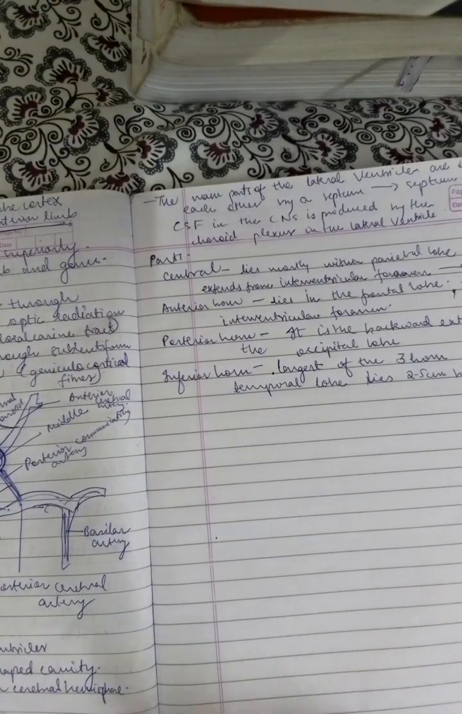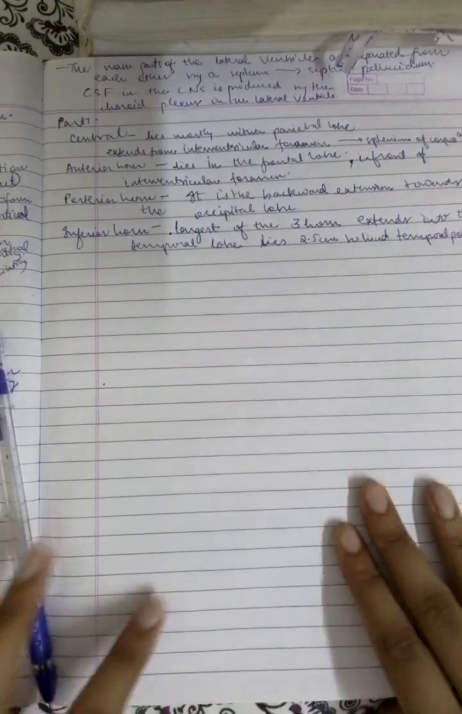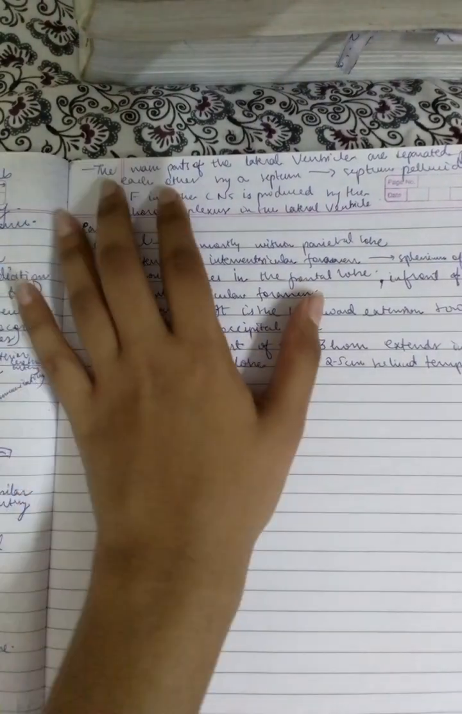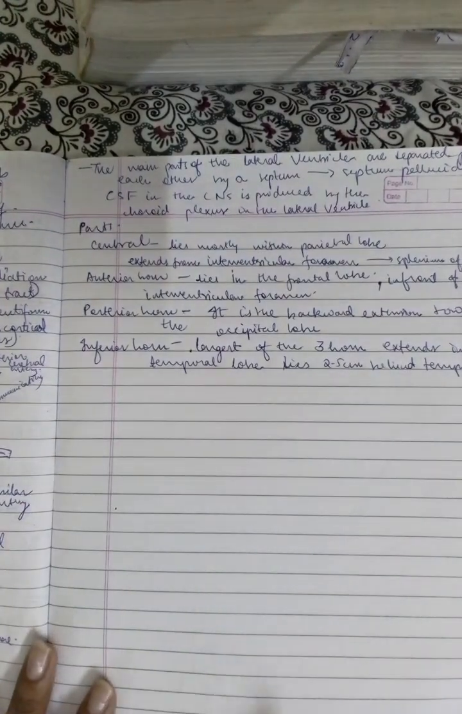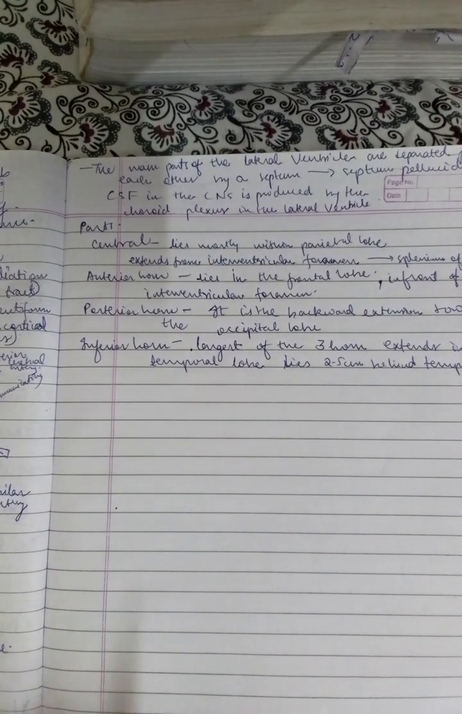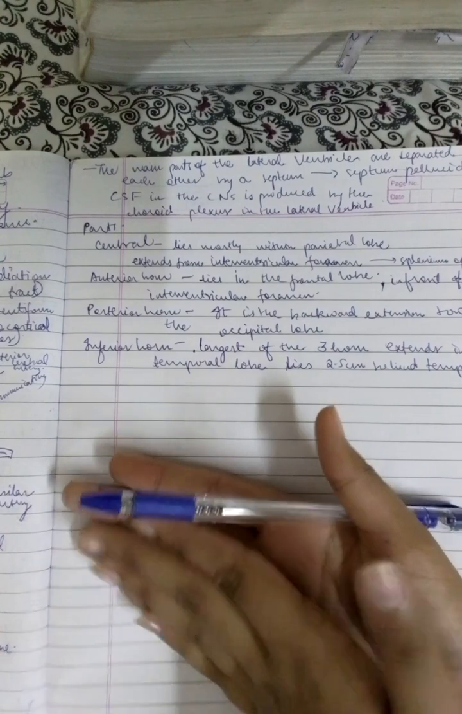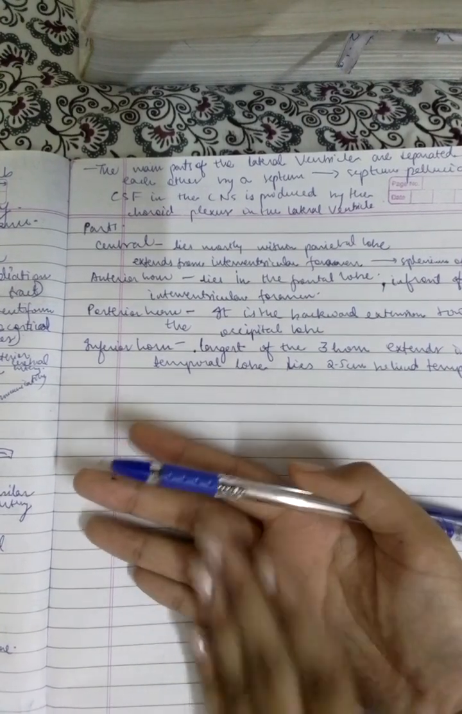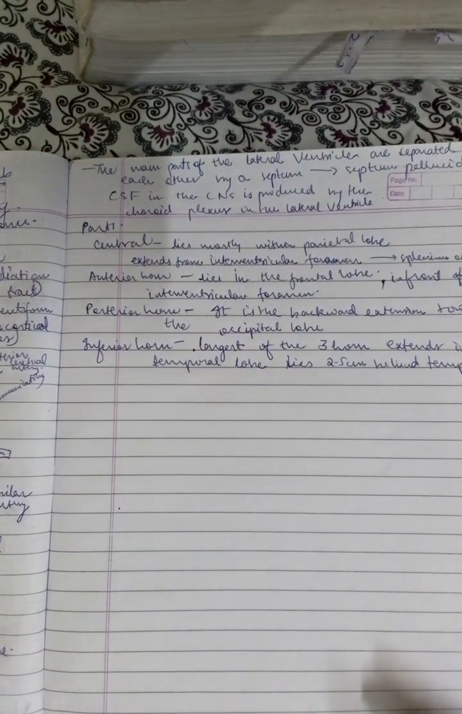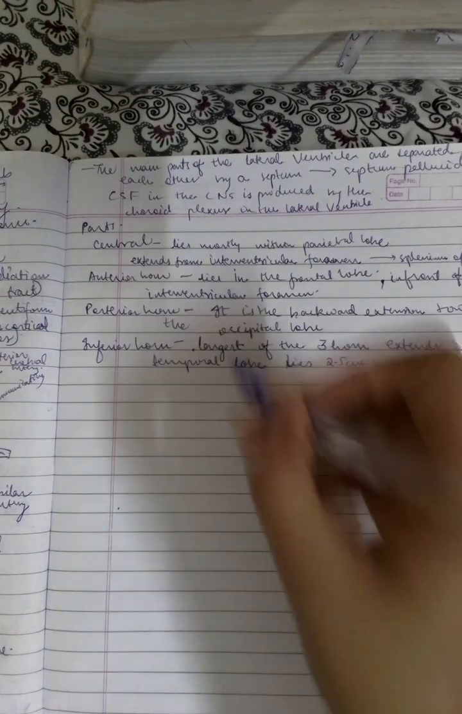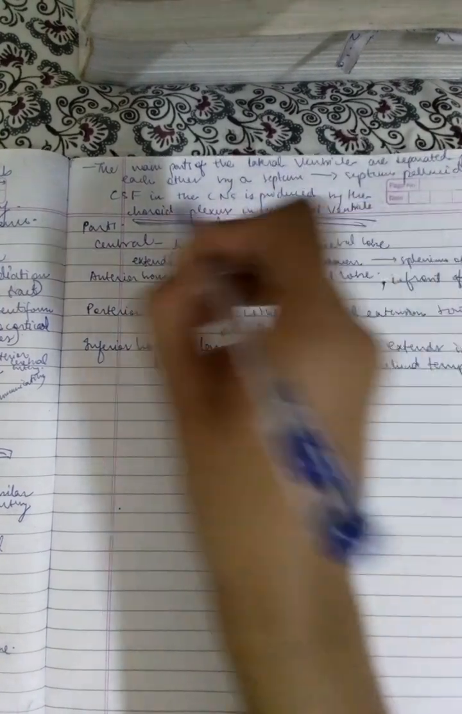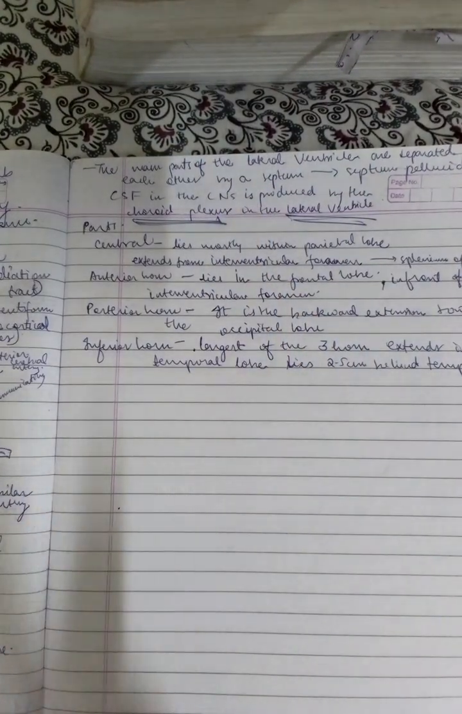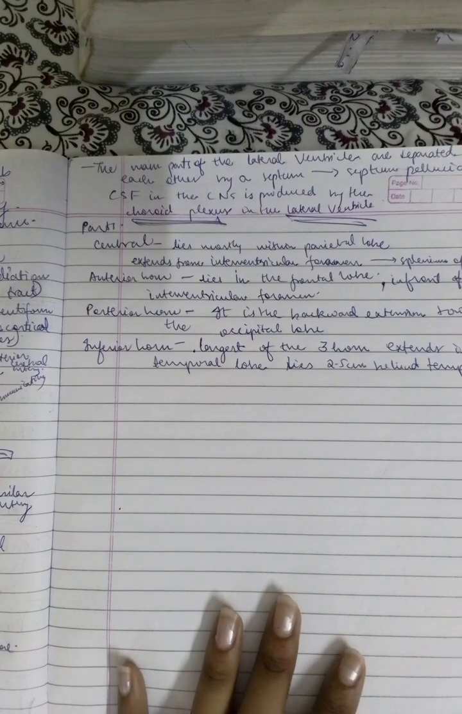Now, wait a second. The main parts of the lateral ventricles are separated from each other by a septum, and that septum is called the septum pellucidum. CSF inside the CNS is produced by the choroid plexus of the lateral ventricle. Now there are four parts, as I have told: central or body, anterior horn, posterior horn, and inferior horn.